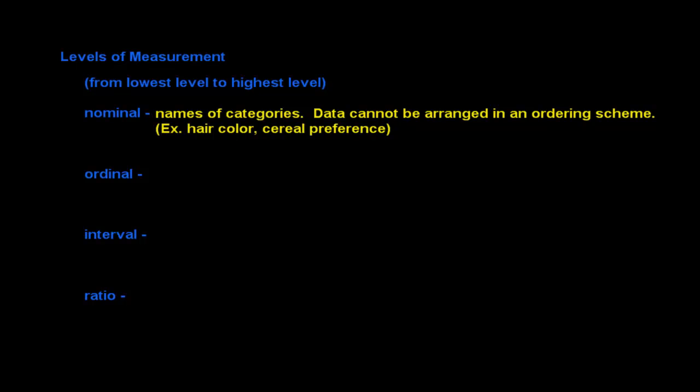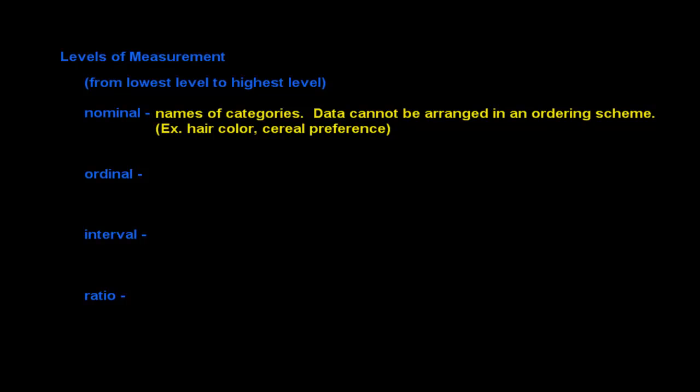Or cereal preference. Say you've got the names of different cereals. Other than alphabetical, there's no reason to put Cheerios before Frosted Flakes, etc. So there's no particular order, and you're just collecting data and how many fall into each category. Lowest level, okay, and when you think about our types of data, remember we had quantitative and categorical. Well, clearly this is categorical data, and it is the most basic type, nominal, because it can't be ordered in any particular way.